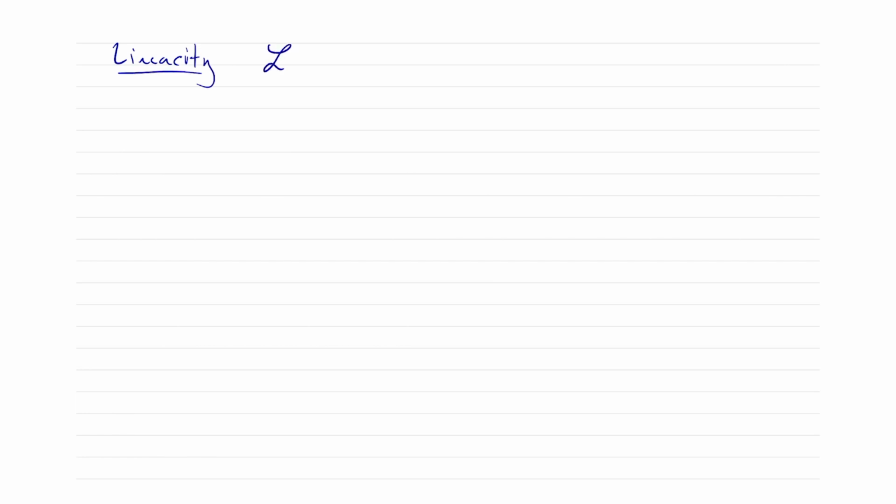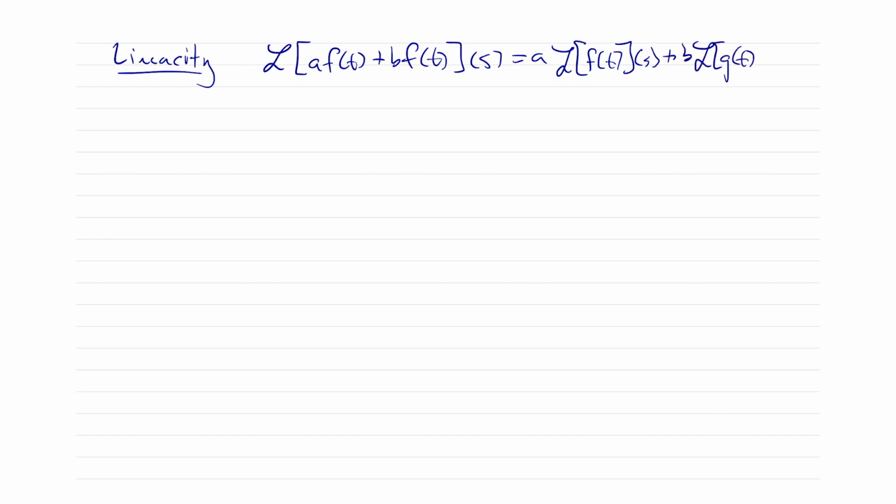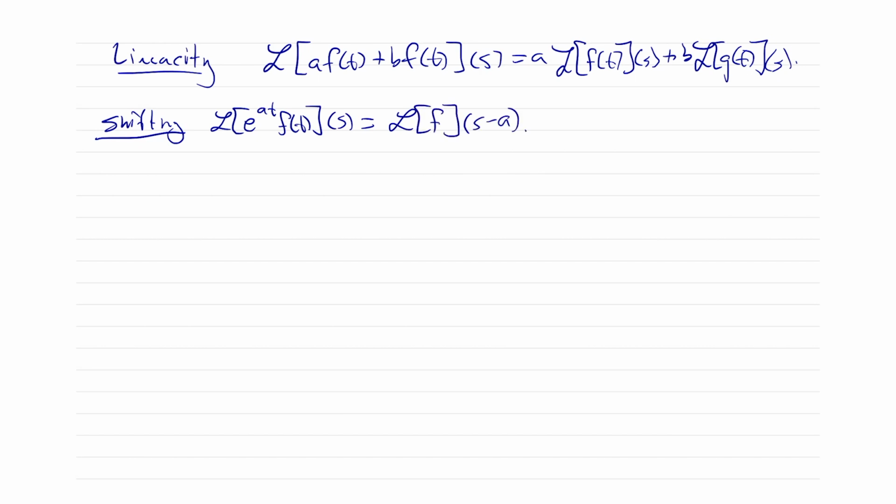So linearity basically says that the Laplace transform of a f(t) plus b g(t) at s is equal to a times the Laplace transform of f(t) at s plus b times the Laplace transform of g(t) at s. Okay, now we have the shifting property, and what do we get? So we get the Laplace transform of e^(at) f(t), evaluated at s, is the same as the Laplace transform of f at s minus a.